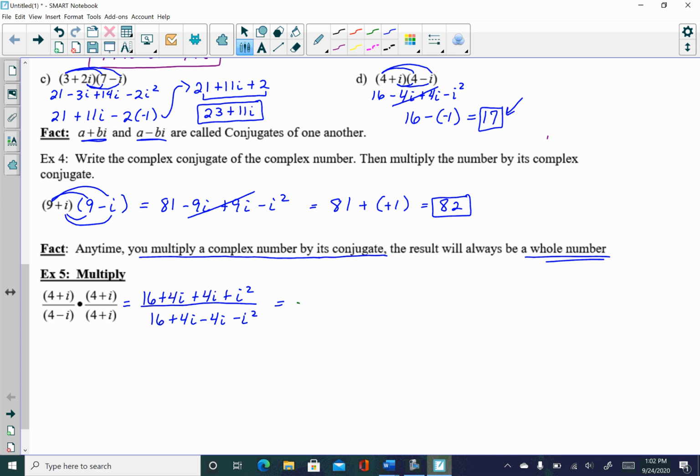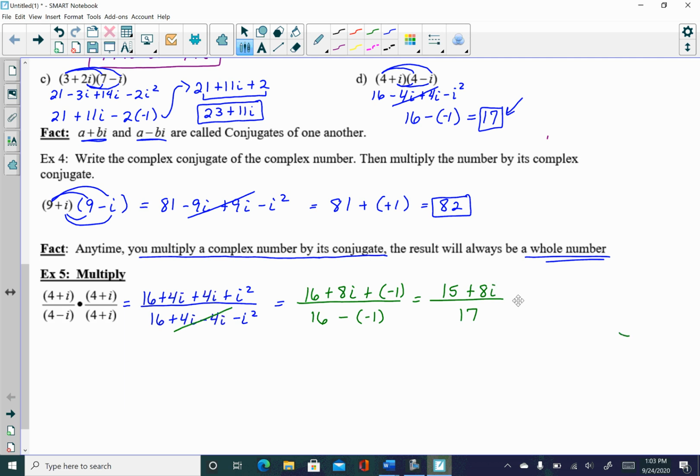So let's start cleaning this up a little bit. Up top I have 16 plus 8i plus, now that i squared turns into negative 1. On the bottom I have 16, now this time positive 4i, negative 4i, they cancel out, minus, and then we know that i squared is negative 1 down there. You tracking with me? Now on the bottom, those two negatives side by side turn into a positive, and so 16 plus 1, 17. That's the idea. I wanted to get rid of those i's in the denominator, okay? And then up top, 16 minus 1, of course, is 15 plus 8i. And then that would be your final answer.